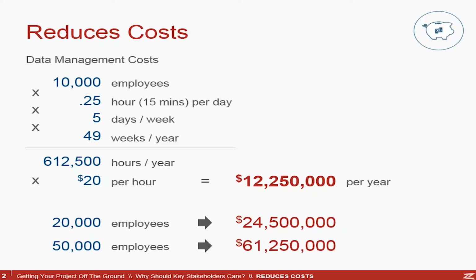Multiply that by about $20 an hour, which of course, as most of us all know, would be an extremely nominal labor rate, right? You can find that labor rate number very easily by asking your HR department, what's our average labor rate? It comes out to about $12 million a year in cost savings, just by making it easier for the employee to do their job every single day.